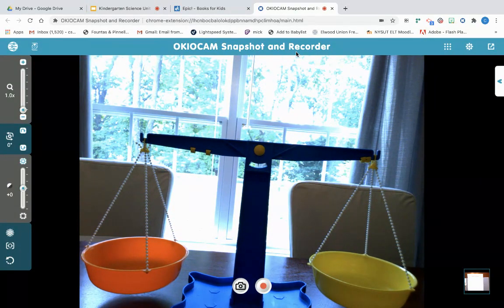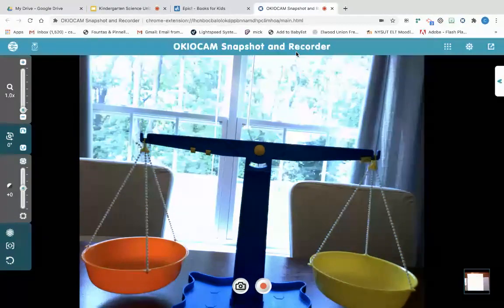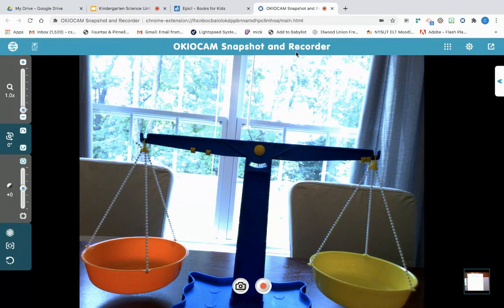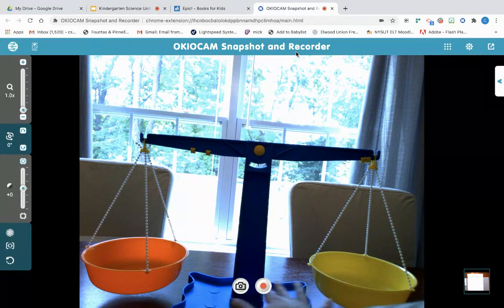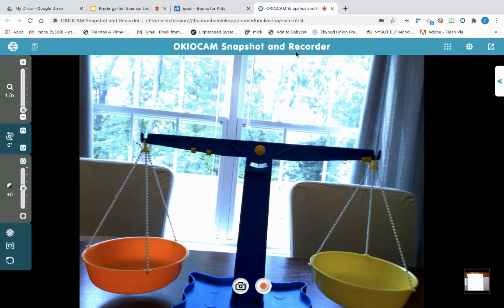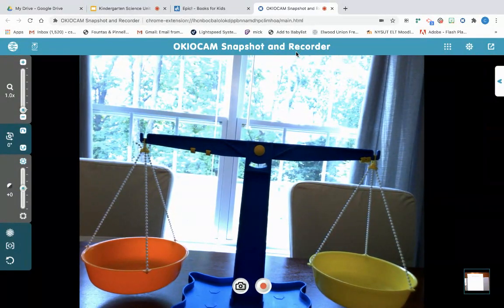3, 2, 1. If you said scale, you are correct. This scale has a special name. It's called a balance scale. Let's try using it. The reason why this is called a balance scale is because you need to have both sides be balanced to know how much something weighs.